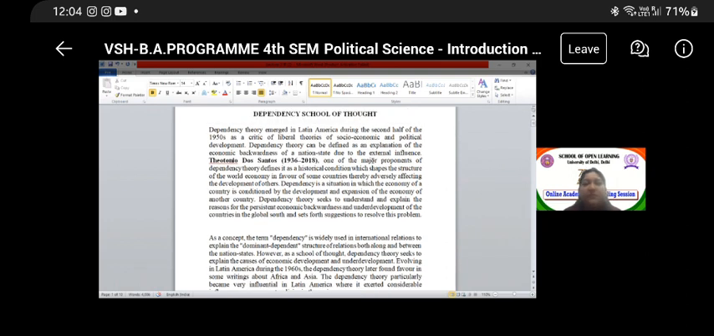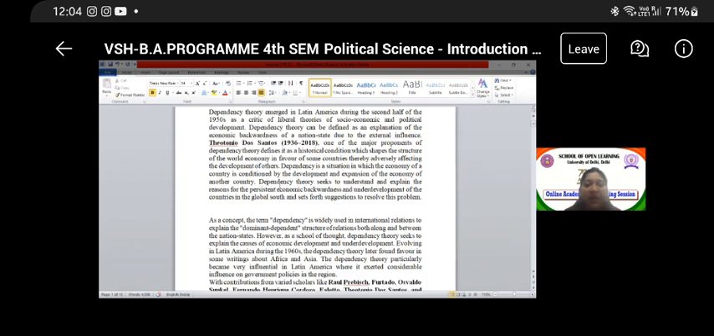Dependency theory can be defined as an explanation of the economic backwardness of a nation state due to external influence. Okay, Theotonio dos Santos, one of the major proponents of dependency theory, defines it as a historical condition which shapes the structure of the world economy in favor of some countries, thereby adversely affecting the development of others. So development of some countries leads to development or underdevelopment of others. This is what dependency theorists analyze. So dependency is basically a situation in which the economy of a country is conditioned by the development and expansion of the economy of another country.